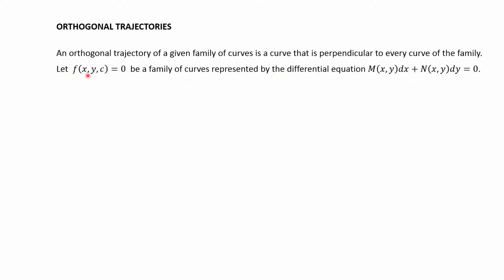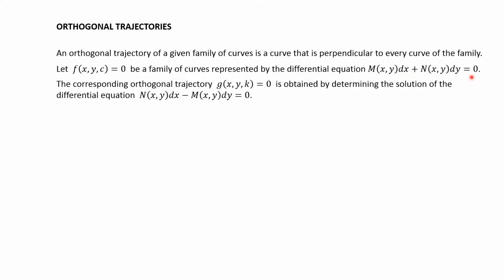Now, if we let f(x, y, c) = 0 be a family of curves represented by the differential equation M(x,y) dx + N(x,y) dy = 0, the corresponding orthogonal trajectory, call that g(x, y, k) = 0, is obtained by determining the solution of the differential equation N(x,y) dx - M(x,y) dy = 0.